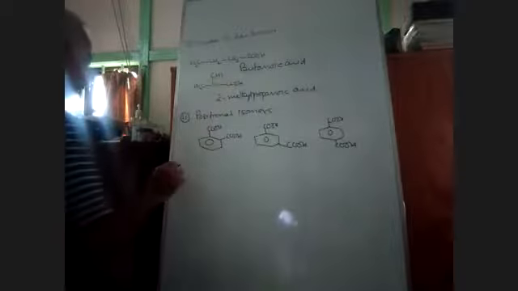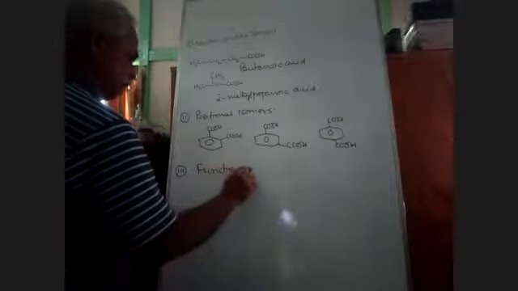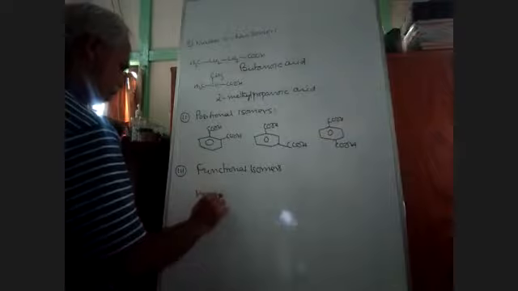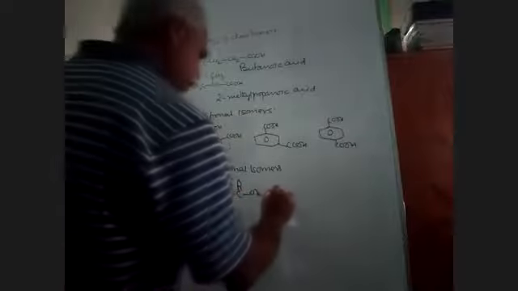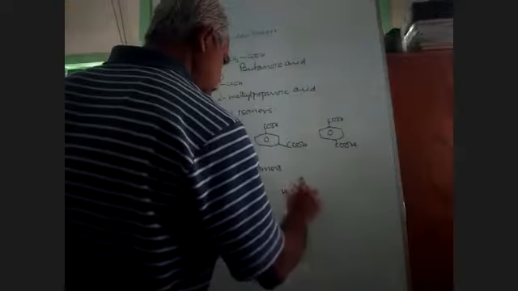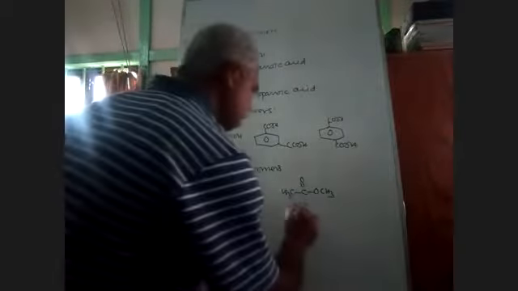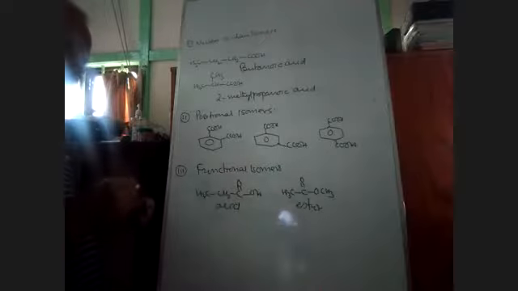Then you have functional isomer. Okay, I have taken this. This is propanoic acid. See this. This is acid, and this is ester. So these are the functional isomers. This is propanoic acid, and this is called methyl ethanoate ester. Methyl ethanoate.